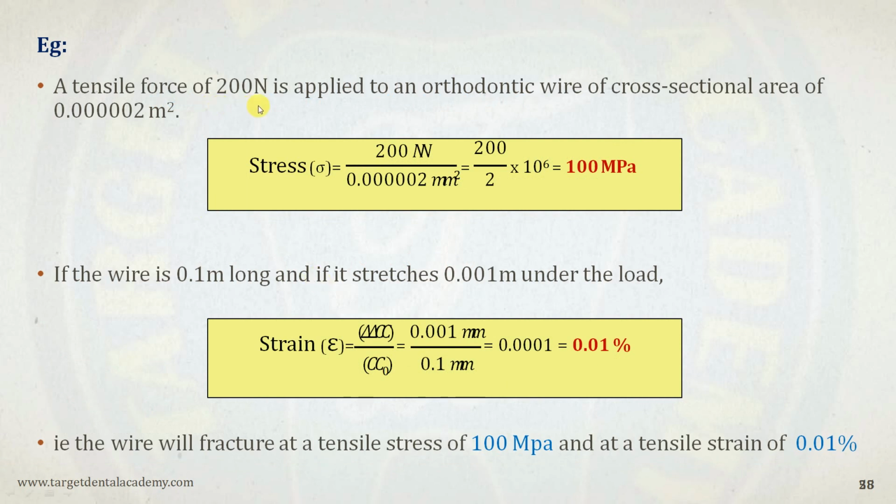A tensile force of 200 Newton is applied to an orthodontic wire of the cross-sectional area shown. If the wire is 0.1 m long and it stretches to 0.001 m under the load, the wire will fracture at a tensile strength of 100 megapascal and a tensile strain of 0.01%.